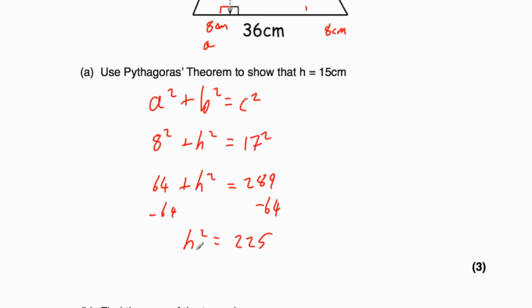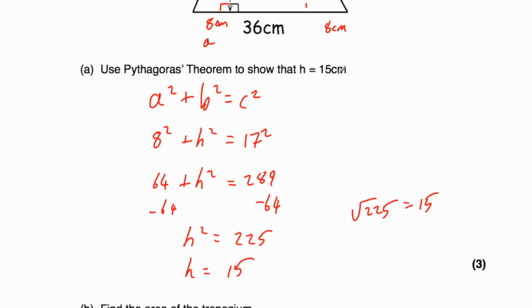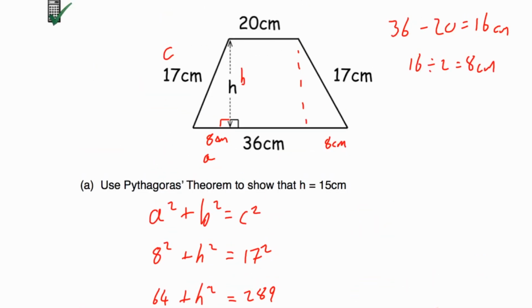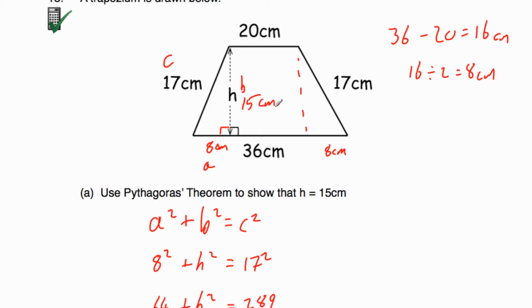Now we don't want the squared there, so we do the inverse of squaring, which is square root, to both sides. The square root of h squared is h, and the square root of 225 is equal to 15. So h is equal to 15. That's it. The question asked us to show that h, the height of the trapezium, was 15, and we've done it. The height here is 15 centimeters.